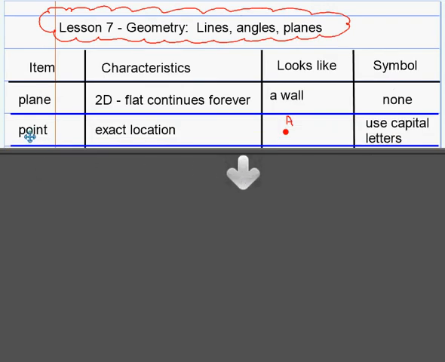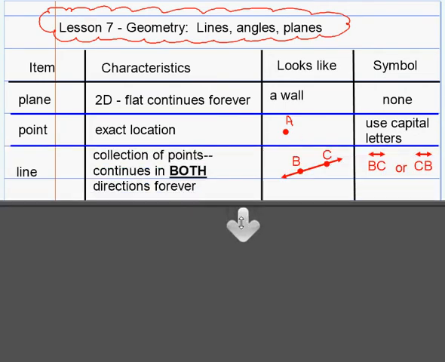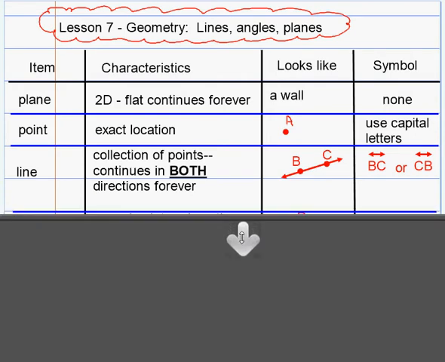Point. Point is exactly what it is. It is an exact location. When you see it, it's going to look like a dot, and then there will be a letter by it to indicate which point you're talking about, and we're going to use capital letters. So this is point A. Okay.